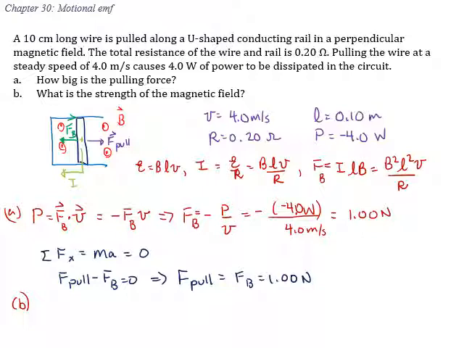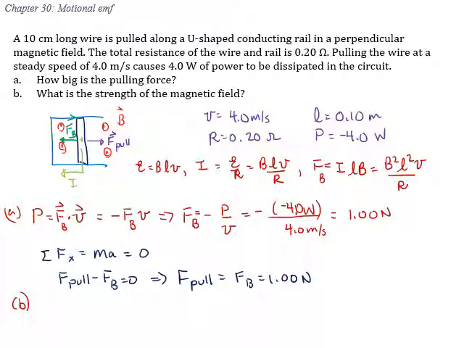because we were only able to solve for the magnetic force. We then had to apply Newton's second law to find the pulling force. If our bar was accelerating, it would be a different story. Okay, so part B, what is the strength of the magnetic field?